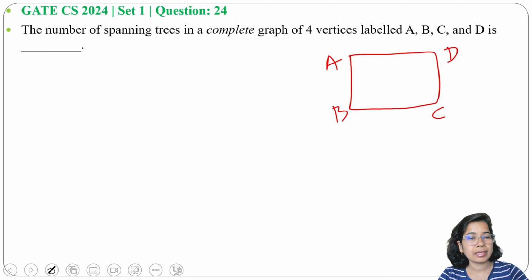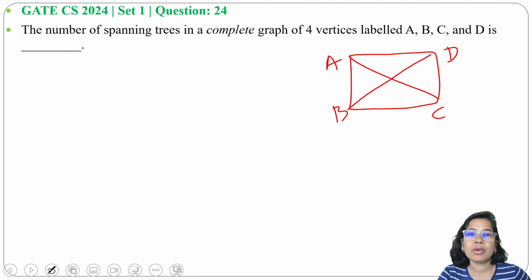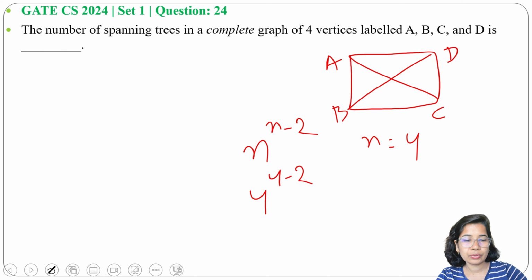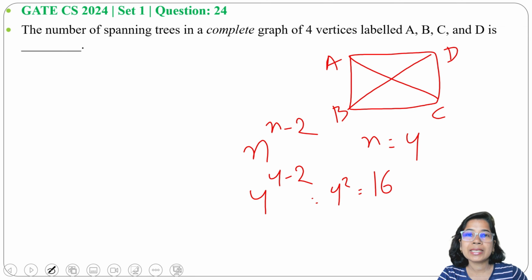As this is a complete graph, there are 4 vertices and there will be 6 edges. There is a formula for this. The number of spanning trees possible in a complete graph having n vertices equals n power n minus 2. Here n equals 4, so it will be 4 power 4 minus 2. It's 4 power 2, that's 16. So 16 spanning trees are possible on a complete graph having 4 vertices.